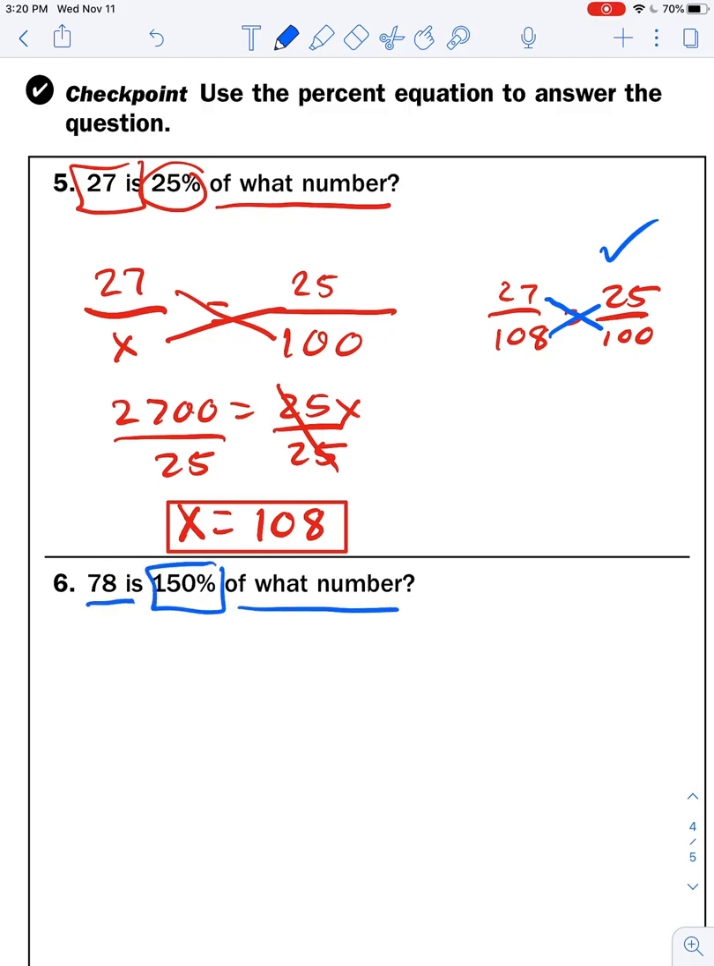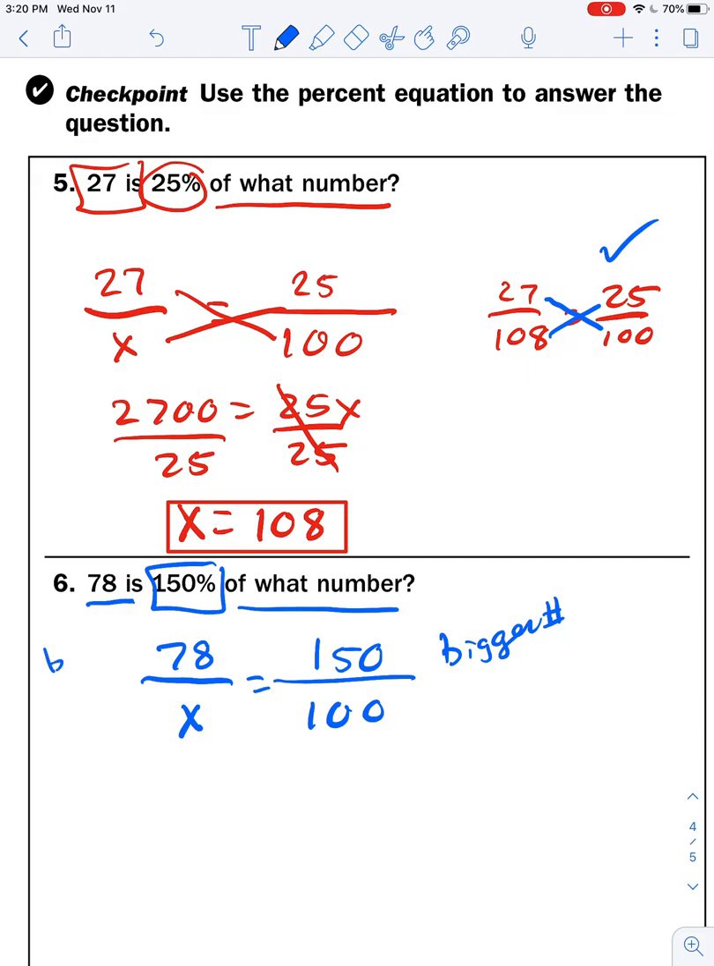All right, last one. 78 is 150% of what number? Okay, 150% is more than 100. So I don't know the of number. I just know that 78 is 150% of it. Over here, see how this number is bigger than the bottom? That means that when I'm done, the 78 should also be the bigger number on this side. That's pretty backwards because with percent, we're usually less than 100%. But in this case, it's 150%. So the top will be bigger. It doesn't change how I do the problem.